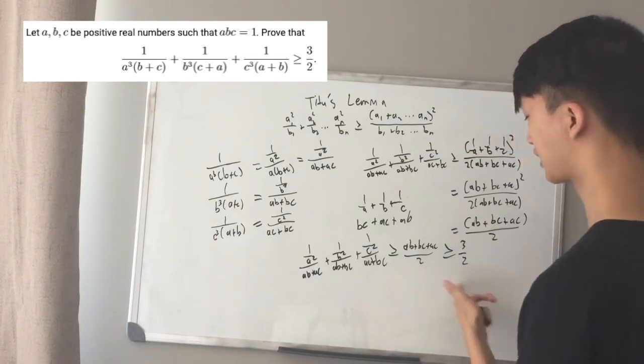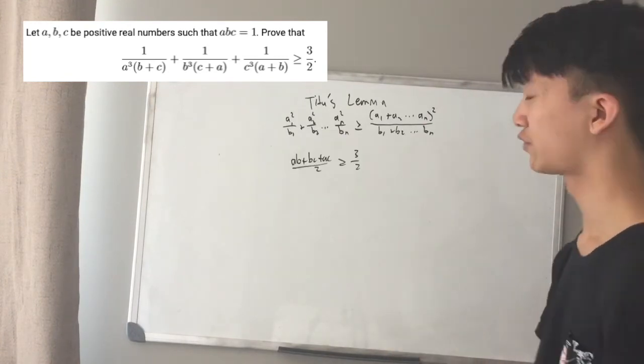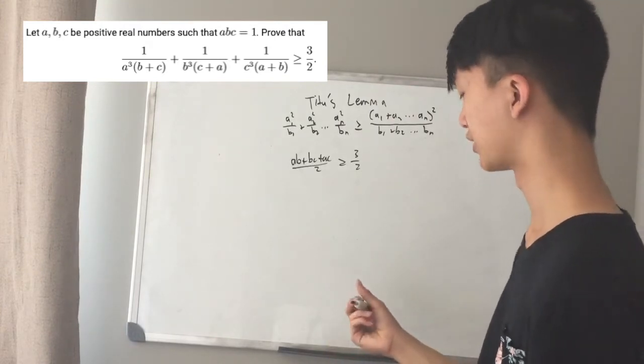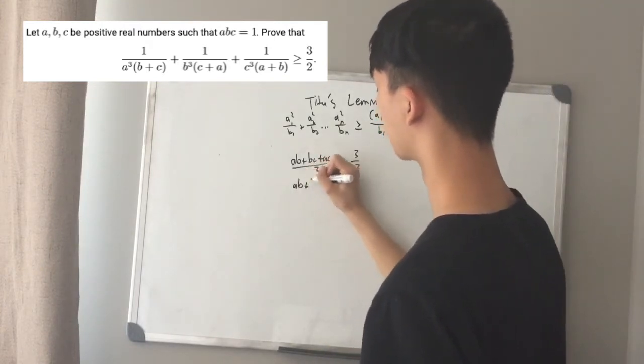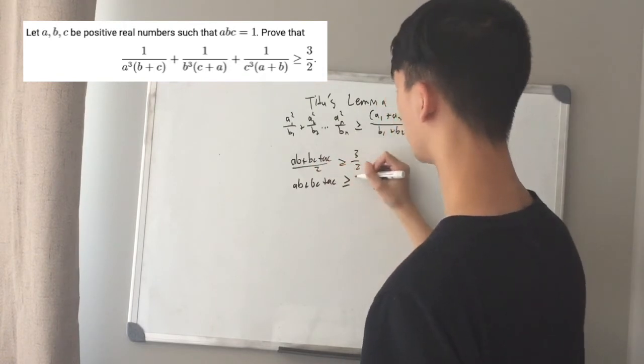And so let's move this part of the inequality to the top. So the first thing that we want to do here is multiply both sides by 2. So we get ab plus bc plus ac is greater than or equal to 3.